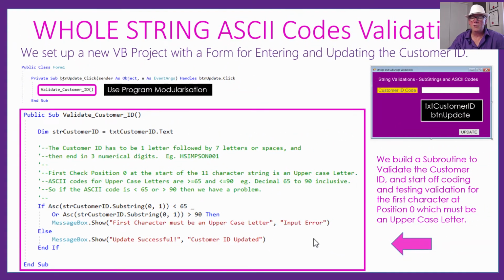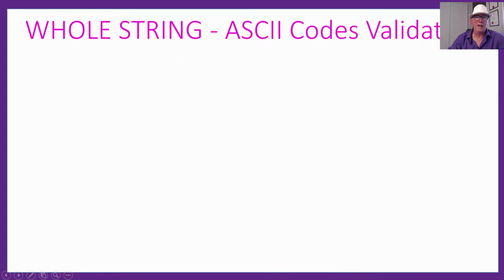All right, so we build a subroutine that's going to do the validation. Pause the video now, you should have your form. Double click on the update button and put this into the update button subroutine. That's all you do. We're just doing a call, one line of code here, which goes off to this bit that you're putting underneath in your program, and that's going to do all the work. Check that that is working okay.